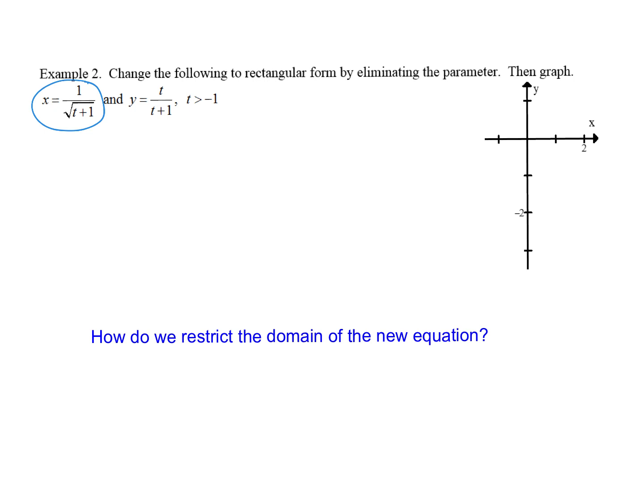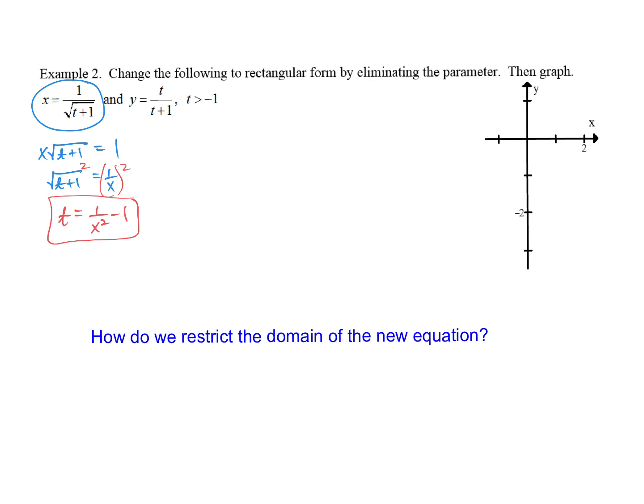So if we solve that for t, basically if I multiply both sides by that denominator, I'll end up with this, right? And then I could divide by x on both sides. Then we could square it to get rid of that square root, and then subtract 1. So t equals 1 over x squared minus 1. There's our first part. Okay?